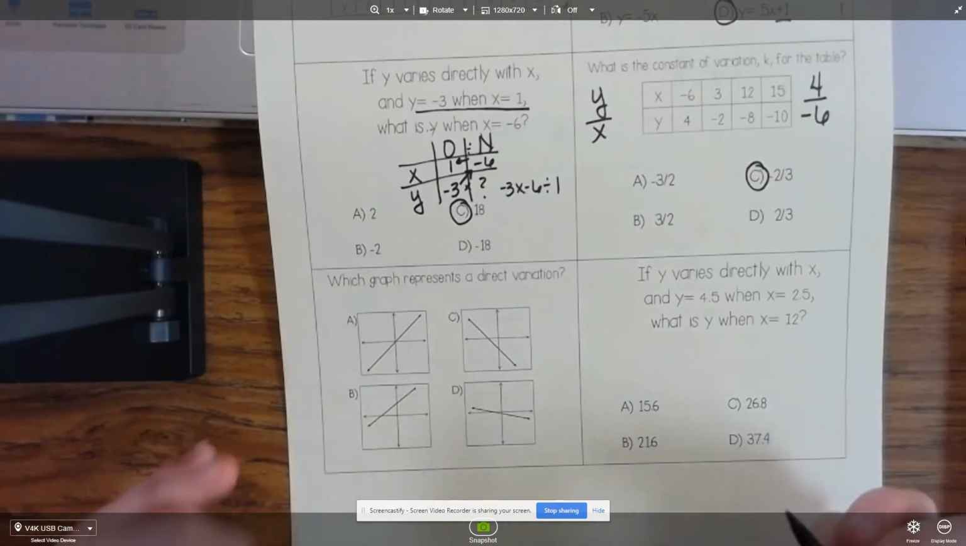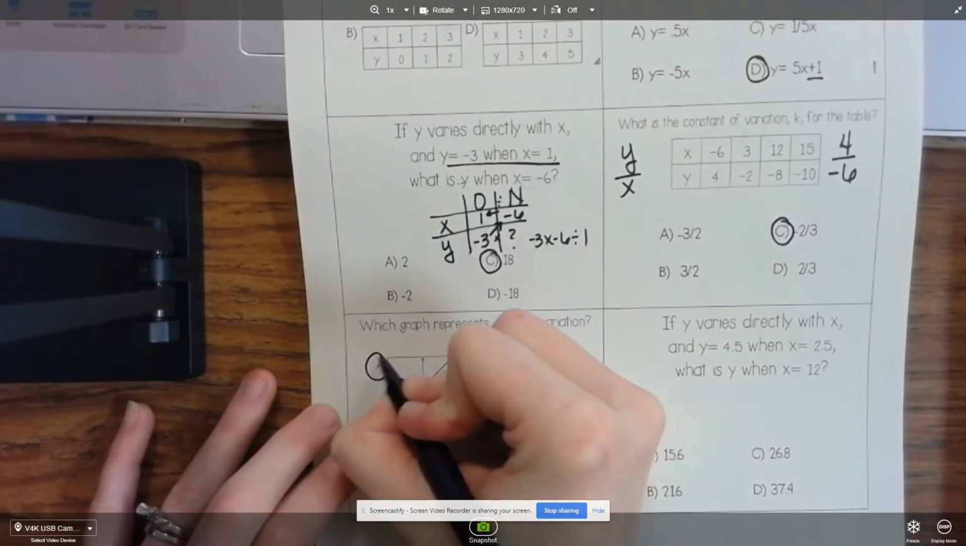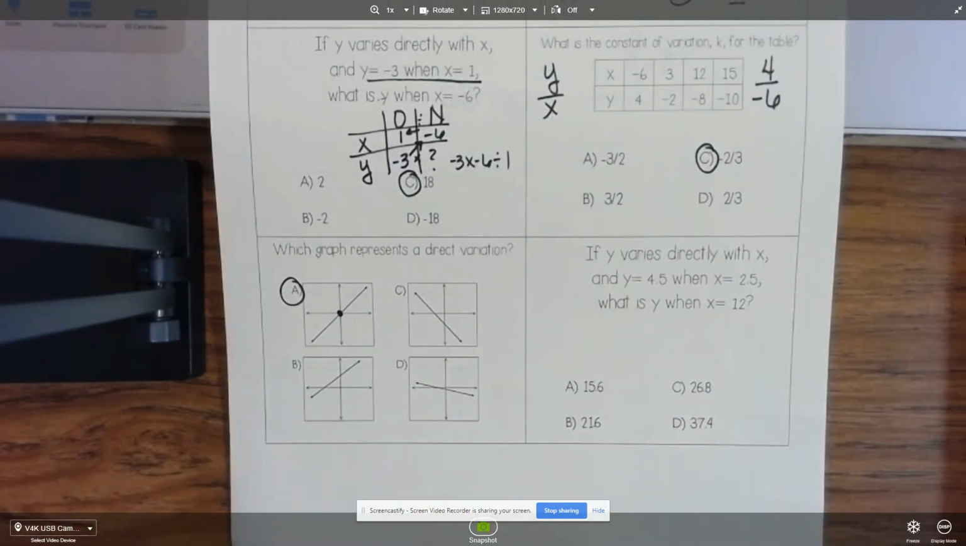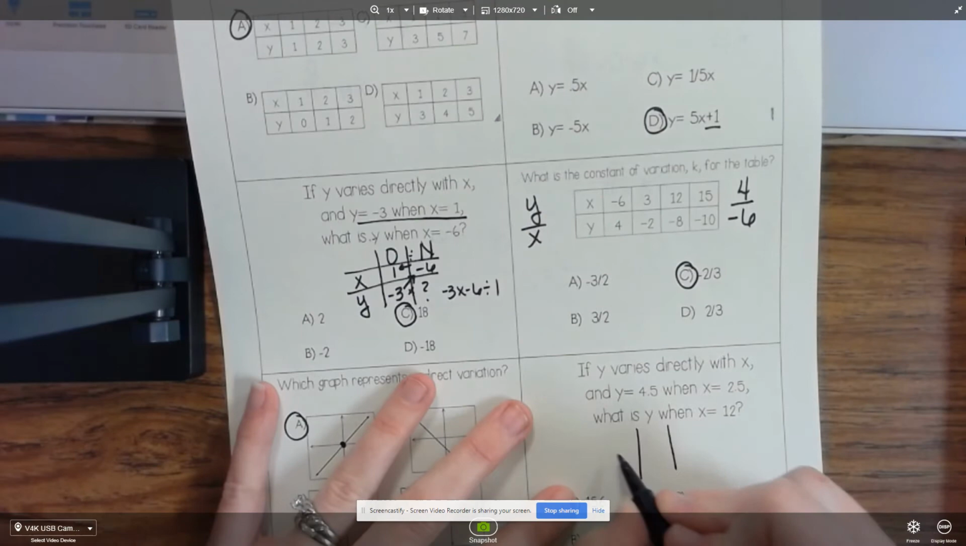All right, which graph represents a direct variation? So the graphs are going to be just like our proportional ones. They have to go through the origin. And then the final one says if y varies directly with x and y equals 4.5 when x equals 2.5, what is y when x equals 12?